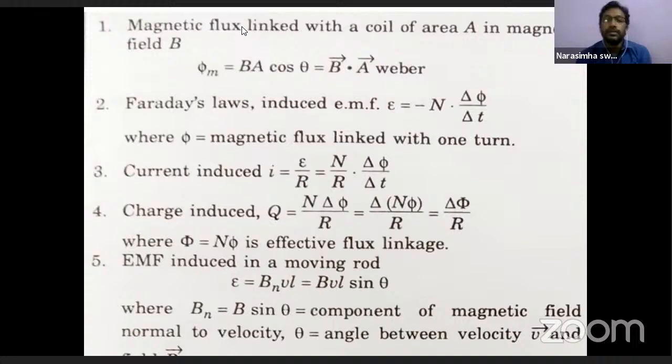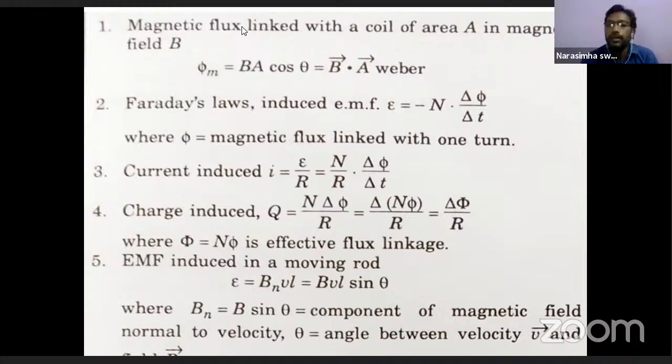Next is the current induced. So I is equal to E by R. Actually, E is a potential, which is developed when the magnetic field is changed. Usually we call this an EMF, but it's a potential between the two ends of the conductor. If the conductor is a closed circuit, then the current flows. So that's the expression here.